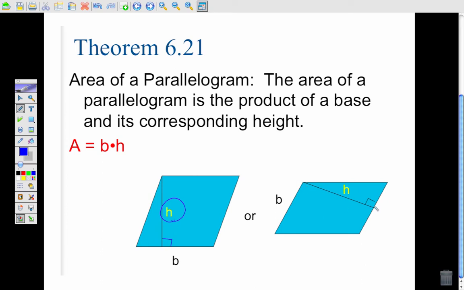Here we go from this vertex to this base. And so we could use this side as the base, or we could use this side as a base. Remember, those are equal values. So make sure you have the right height. Never use both sides as base times height. It's not the side of the parallelogram, it's how tall it is.